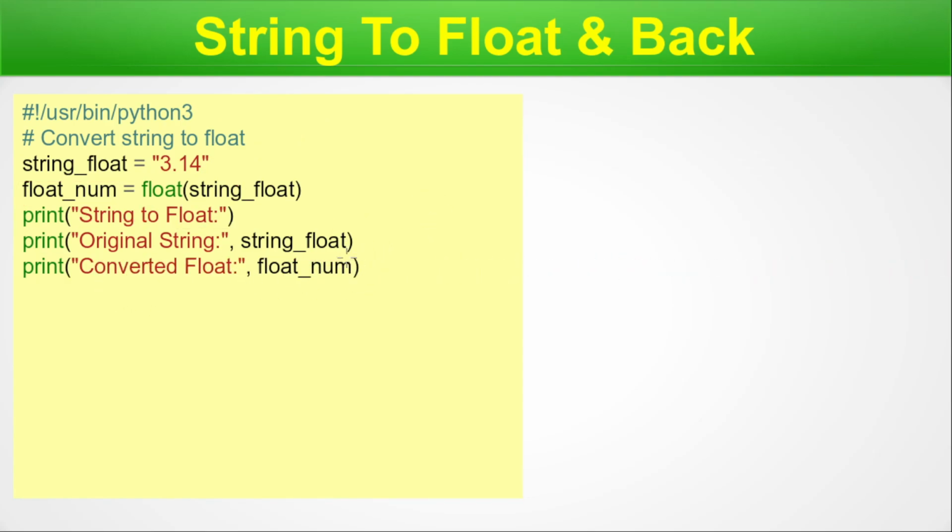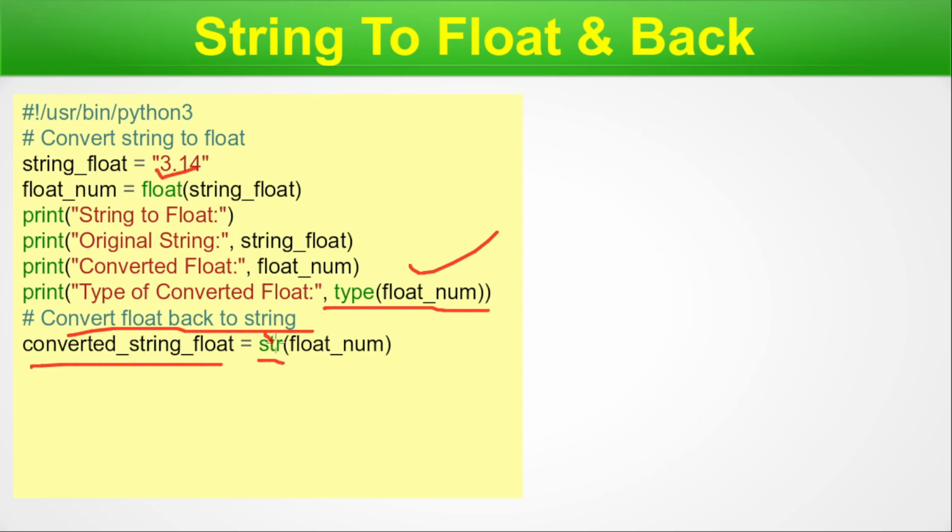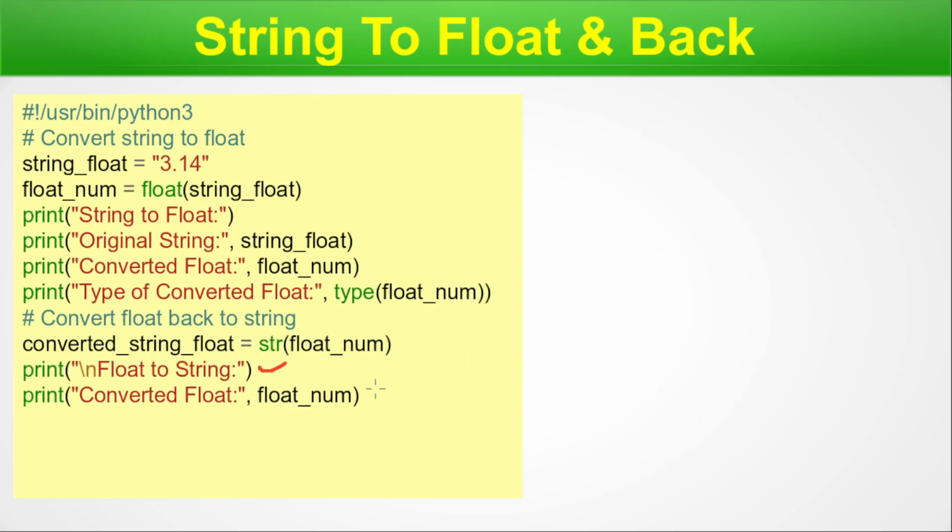Now again, on screen these two will look the same. How to check the type? Here we will check the type with the type function. Next, convert the float back into a string. First, converted_string_float. We have the str function, similar to the float function here, to convert the floating number into a string. Now we type float_to_string and then we print the converted float, the floating number, and the converted string.